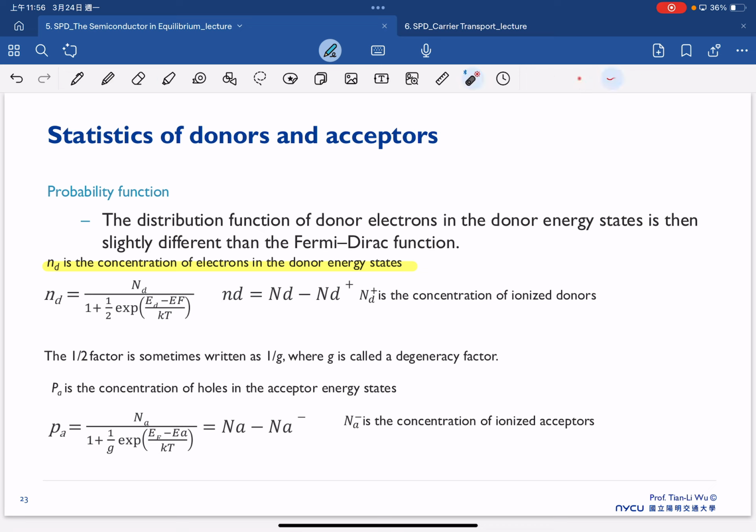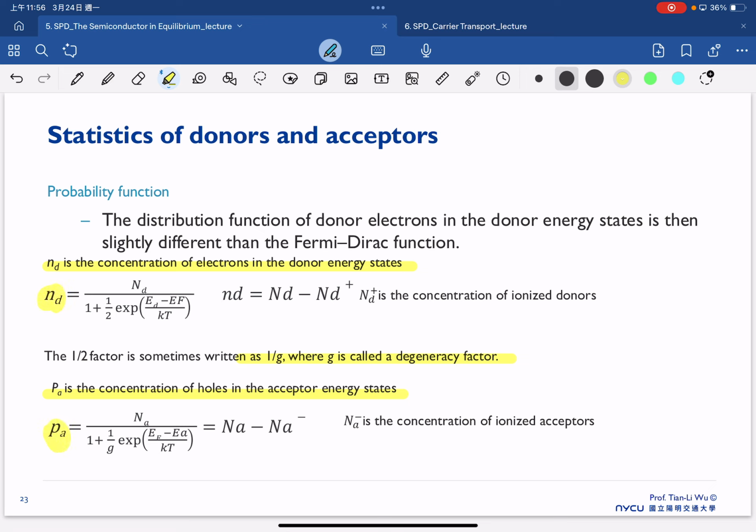So we have the equation shown here. And this is something that we derived from the last slide. The 1/2 factor is sometimes written as 1/G, and the G here is called the degeneracy factor. And PA is the concentration of holes in the acceptor energy state, and it has a similar equation. This is ND, and this is PA here.